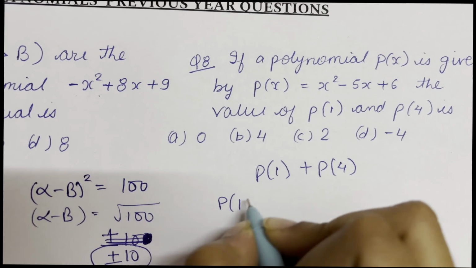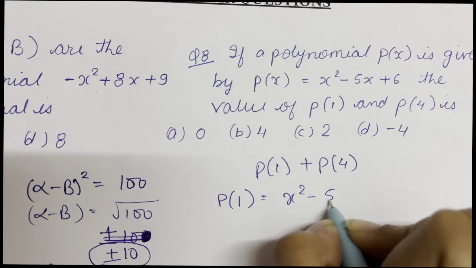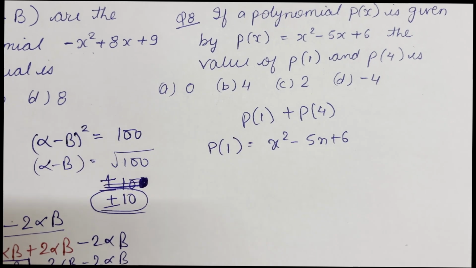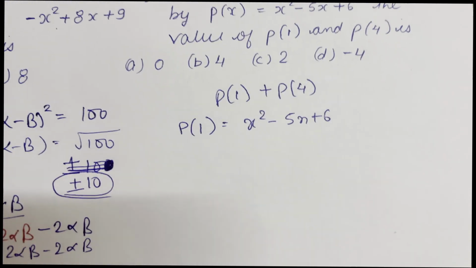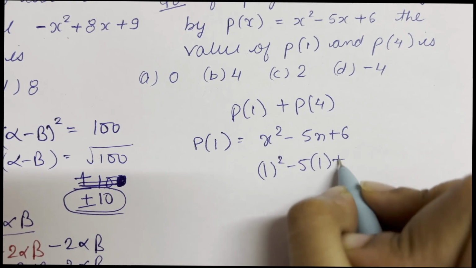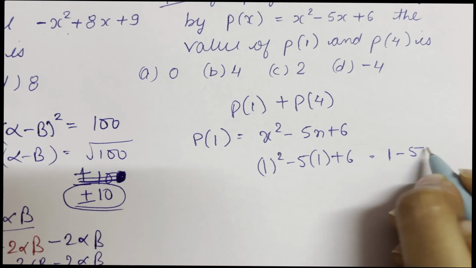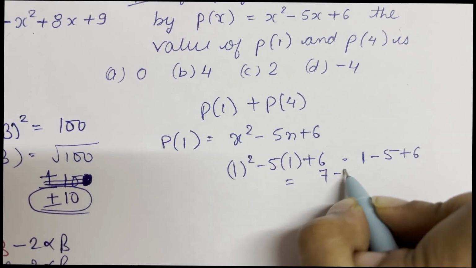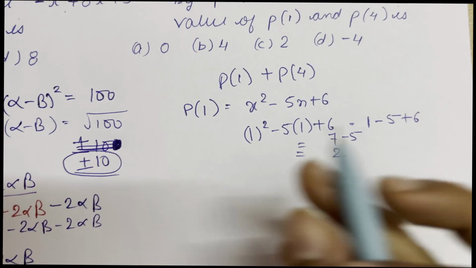So first we'll find the value of p(1). x square minus 5x plus 6, and in place of x in this equation we will put 1. So 1 square minus 5 into 1 plus 6 becomes 1 minus 5 plus 6, that equals 7 minus 5, which is 2.